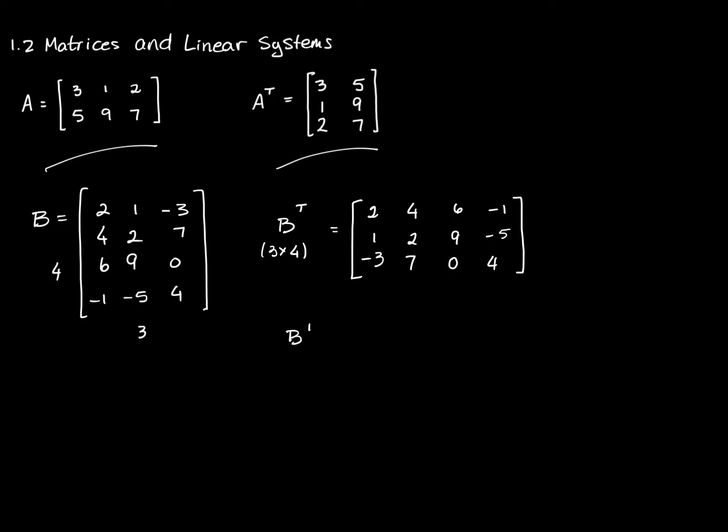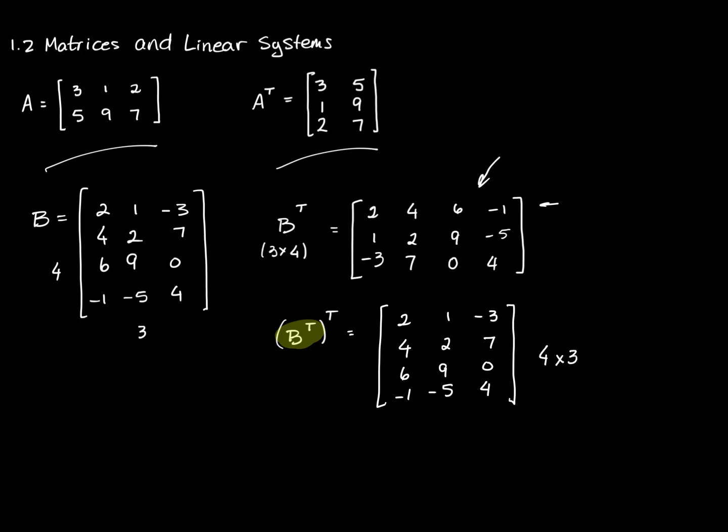Now, what do you suppose B transpose transposes? In other words, what is the transpose of the matrix B transpose? Because you'll notice that it is, in fact, a matrix. This B transpose is a new matrix, right? So what I want to know now is what is B transpose's transpose? And the answer is, if I take each row, starting with this one here, 2, 4, 6, -1, and write it as a column, 1, 2, 9, -5, and -3, 7, 0, 4. I get this 4 by 3 matrix, and as you'll see, it's the same as B. So we've got this nice property that the transpose of B transpose is equal to B.